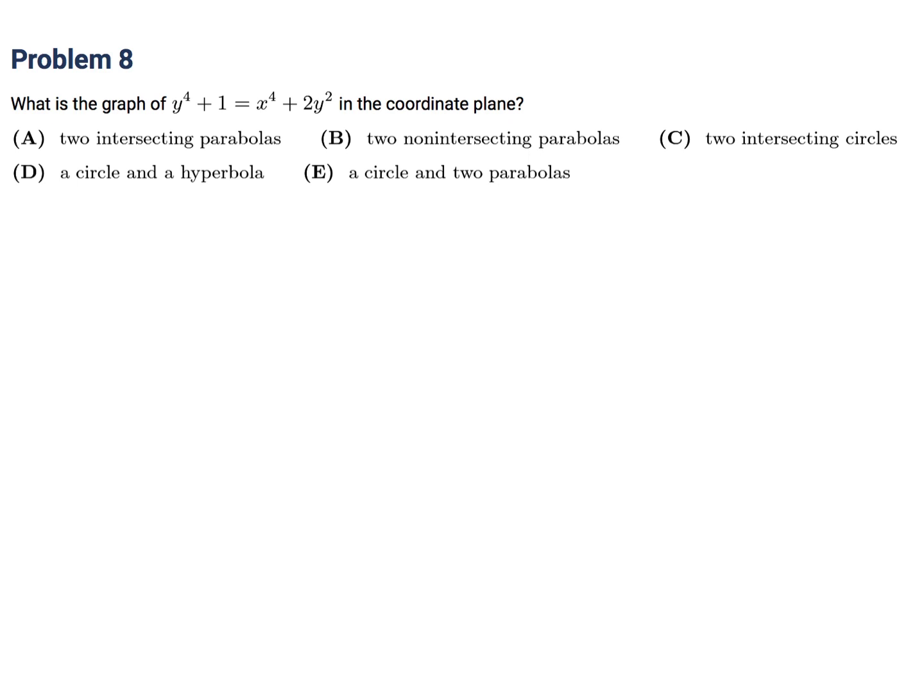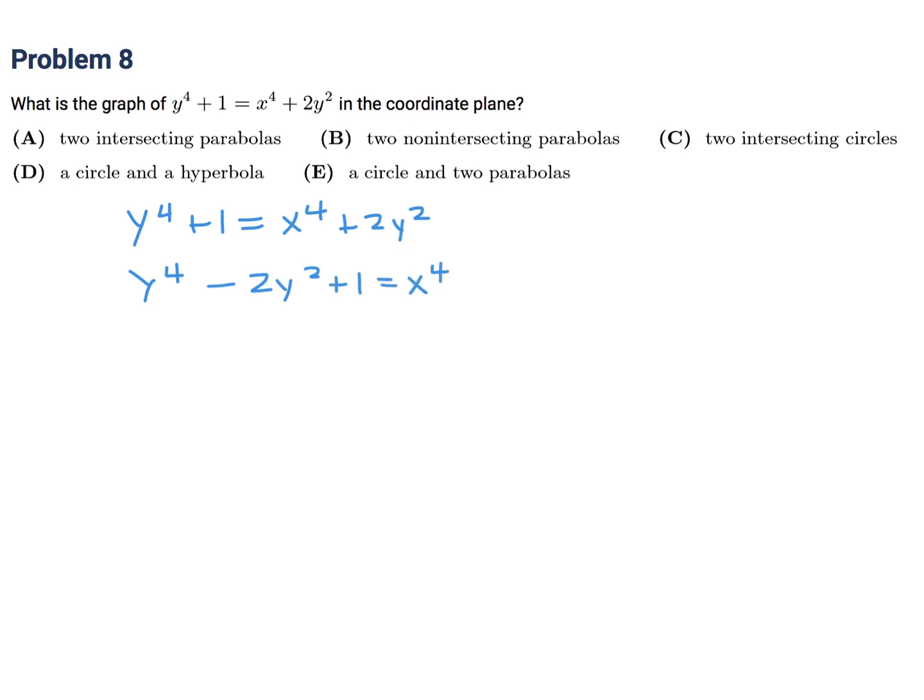What is the graph of y to the power of 4 plus 1 equals x to the power of 4 plus 2y squared in the coordinate plane? Y to the power of 4 plus 1 is equal to x to the power of 4 plus 2y squared. Okay, so we have to try our best to figure out what this looks like. Let's rearrange it a little bit. Y to the power of 4 minus 2y squared plus 1, leaving that x to the 4th.